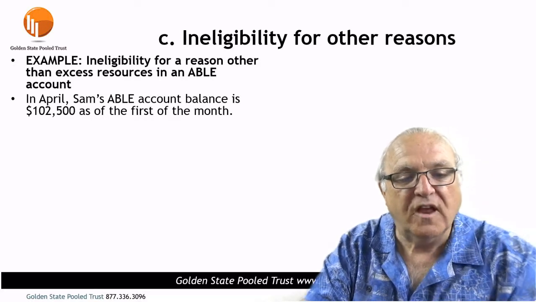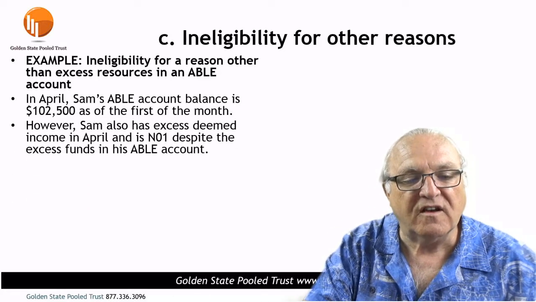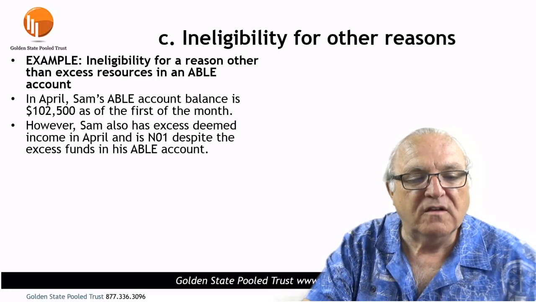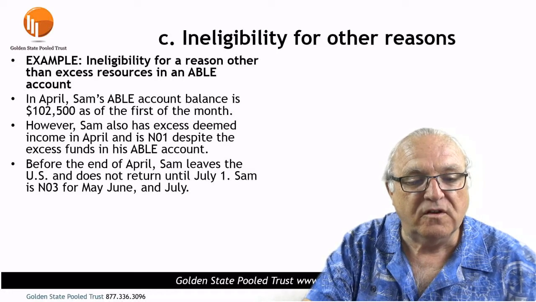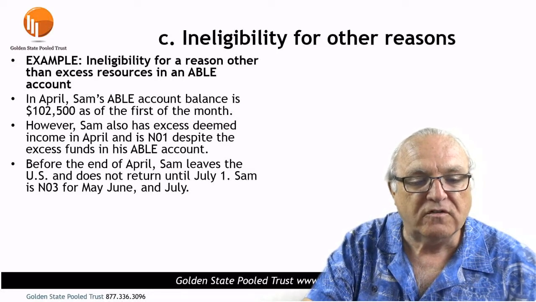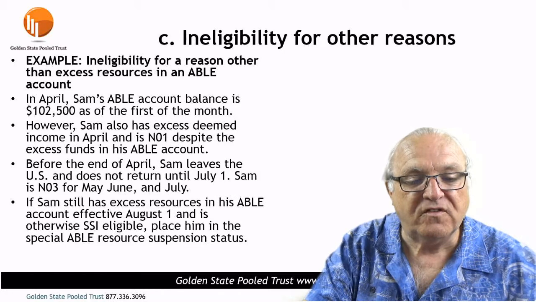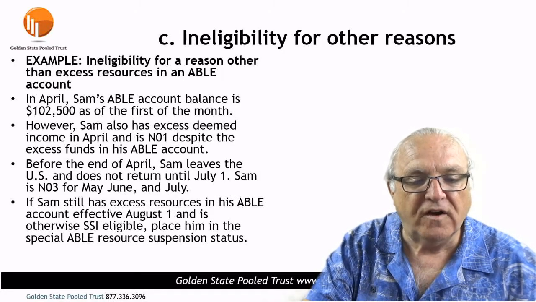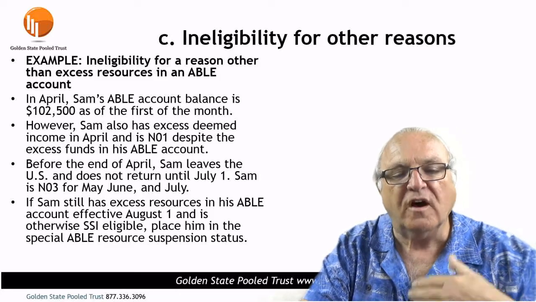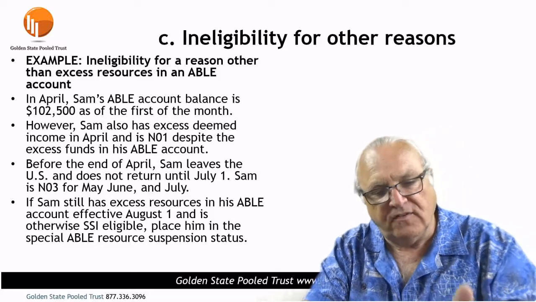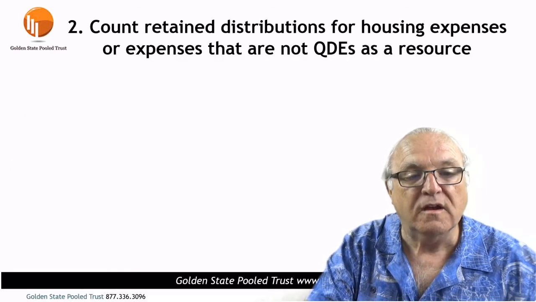Sam, in April, has an ABLE account balance of $102,500 as of the first of the month. However, Sam also has excess income despite the excess funds in the ABLE account. Before the end of April, Sam leaves the U.S. and does not return until July 1st. So he is not eligible for May, June, and July. If Sam still has excess resources in his ABLE account effective August 1st, and is otherwise SSI eligible, place him in the special ABLE status because he was not ineligible for a full year. He had these periods when he wasn't eligible, but it wasn't a full year. And he is also eligible for Medicaid.